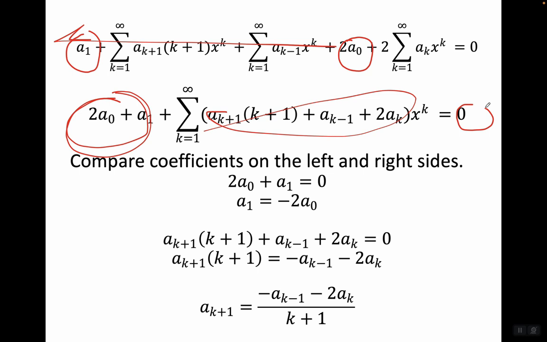Now, we compare coefficients on the left and right sides. There's no coefficient of x to the k on the right side, so the coefficient is 0, which means this coefficient of x to the k must also be 0, because again, compare coefficients on the left and right sides. So we have a sub k plus 1 times k plus 1 plus a sub k minus 1 plus 2a sub k equals 0. In other words, a sub k plus 1 times k plus 1 equals negative a sub k minus 1 minus 2a sub k. Divide both sides by k plus 1, and we end up with a sub k plus 1 equals negative a sub k minus 1 minus 2a sub k all over k plus 1.